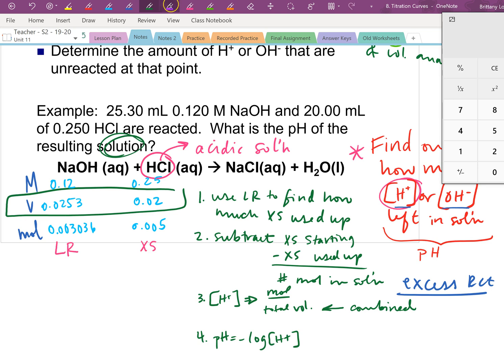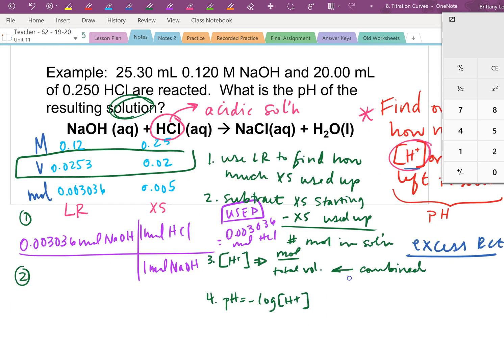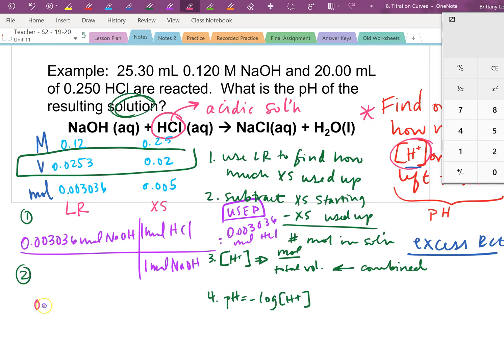So let's just jump on in. The limiting reactant was 0.003036 moles of NaOH. I hope you see this before I have to write it all out. It's a 1-to-1 ratio. So really you don't even need to write it out. So that means we have 0.003036 moles of HCl that is used. Okay, so that was step number 1. Step number 2, we're going to subtract. We'll say 0.005 starting moles minus 0.003036 used up moles.